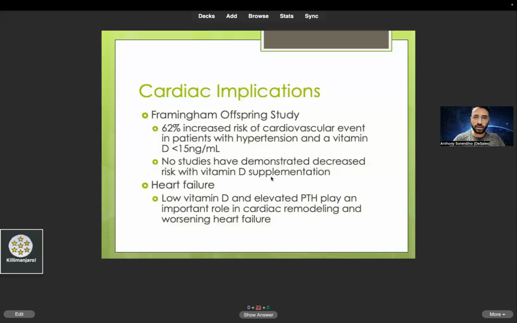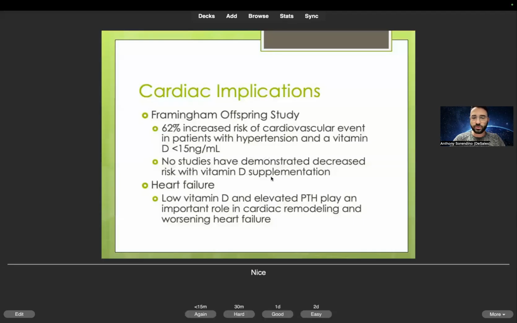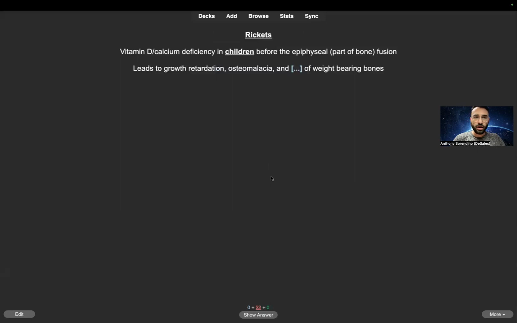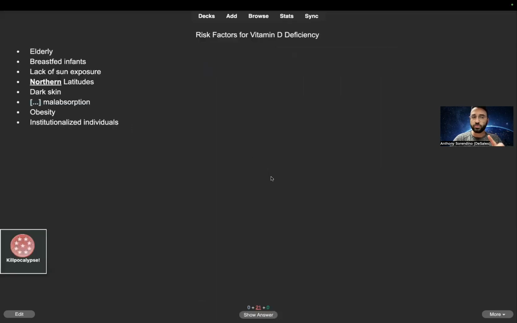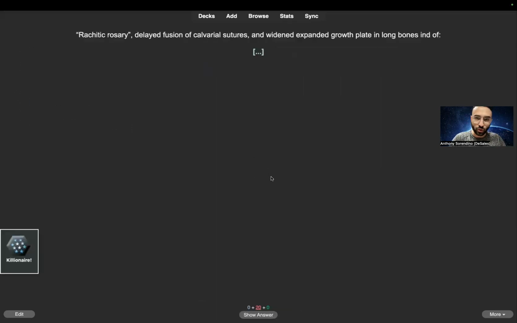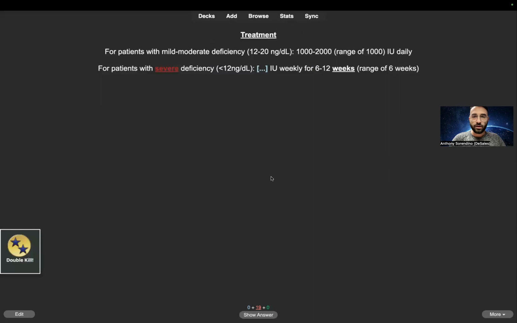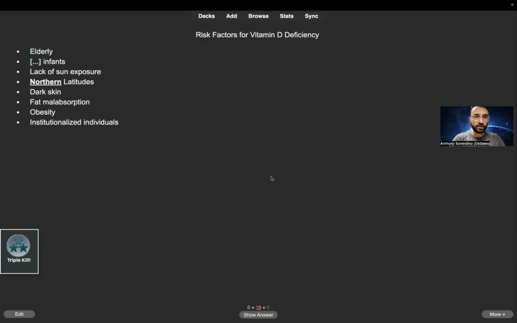Renal failure, less than 30. Complications: the Framingham study said not enough vitamin D is going to increase your risk of a cardiovascular event. And bowing, this is part of rickets. This is what we see in children. Fat malabsorption, of course. Rachitic rosary, long bones, indicative of just rickets. Deficiency, severe, 50K weekly.